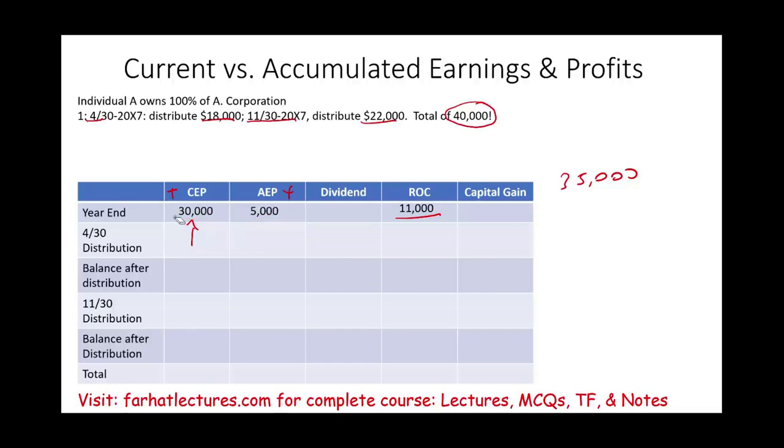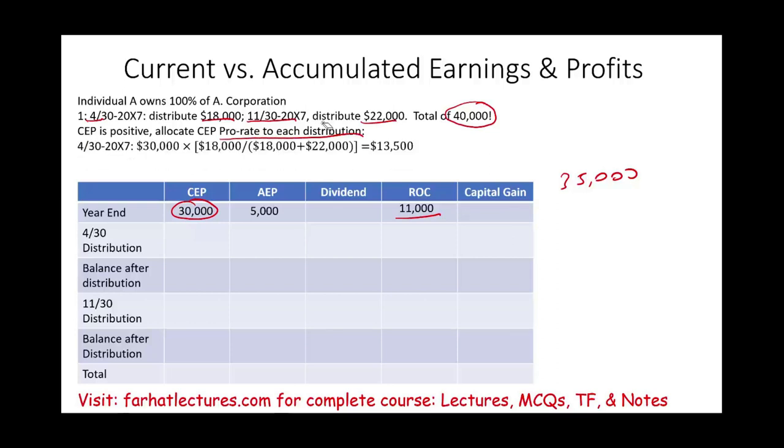Well, since CEP is positive, we're going to allocate the payment from CEP pro rata to each distribution. What is pro rata? Well, the first distribution is 18,000. It's 18 out of 40,000. The 18 plus 22 is 40,000. This is the total. So what we say is, of the 30,000 of CEP, we're going to assume 45% of it was up to April 30th.